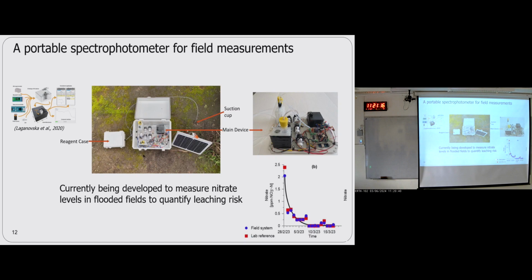And you can see the results. The blue is our system. The red is our validation using lab measurements. And this is nitrate over time. And you can see that the scale is pretty much similar. Of course, it's not a perfect fit. But from this type of validation, we can also quantify the uncertainty or our accuracy.